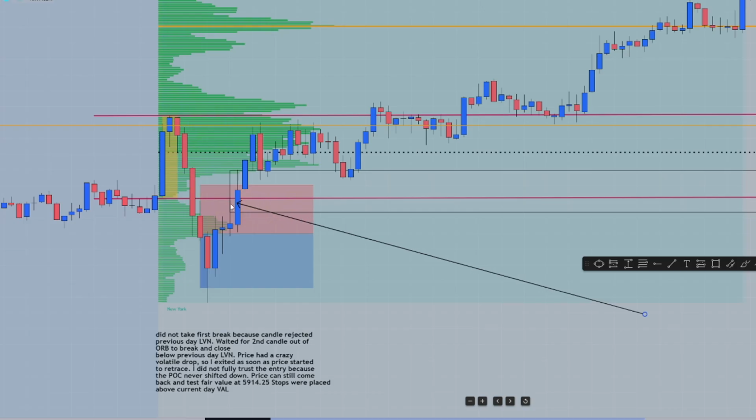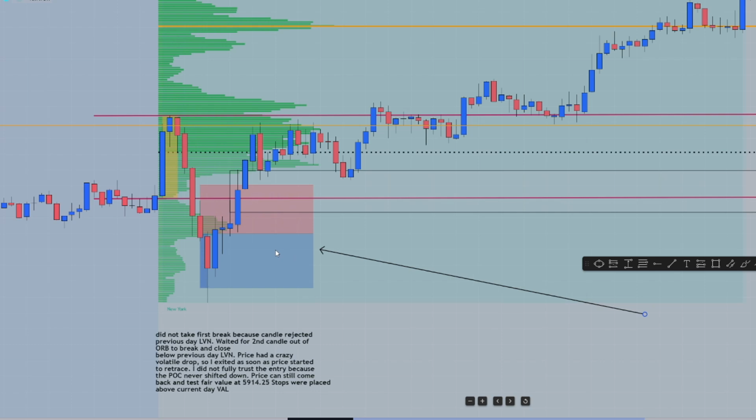It didn't retest VAH. It just didn't retest anything. What price wants to do is retest. It wants to retest price. Buyers want to retest a level to see if it's going to find a balance or imbalance in the market, you know.